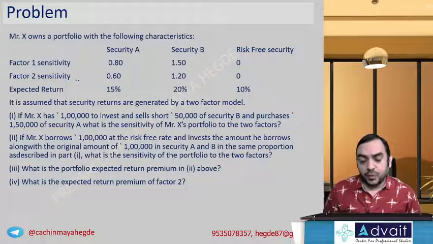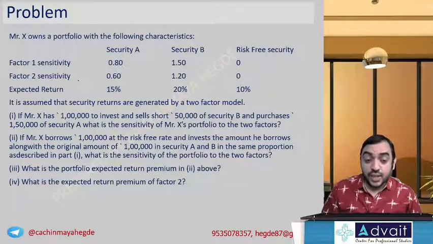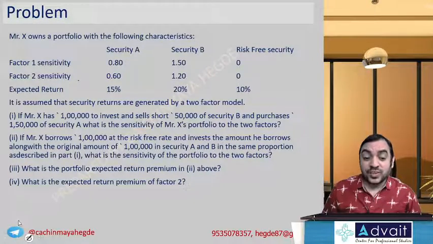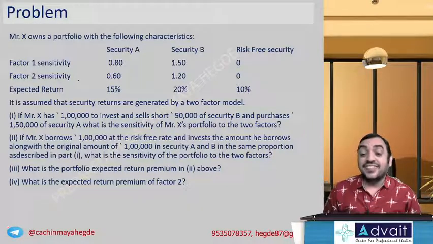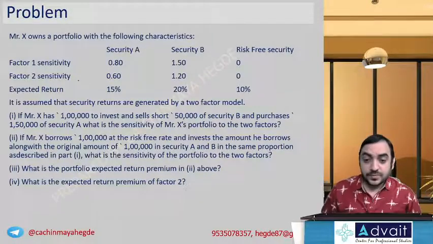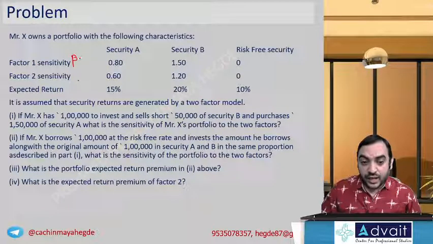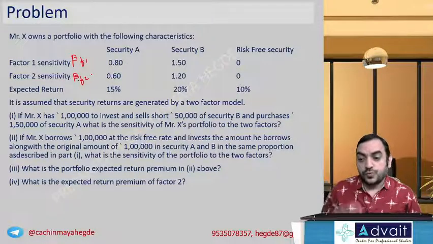Mr. X owns a portfolio with the following characteristics: security A, security B, risk-free security, factor 1 sensitivity, factor 2 sensitivity. What do you understand by factor 1 sensitivity, factor 2 sensitivity? Sensitivity is a term we use for which measure? Sensitivity means it is beta. So beta for factor 1, beta for factor 2, and so on. Two factors in the problem.